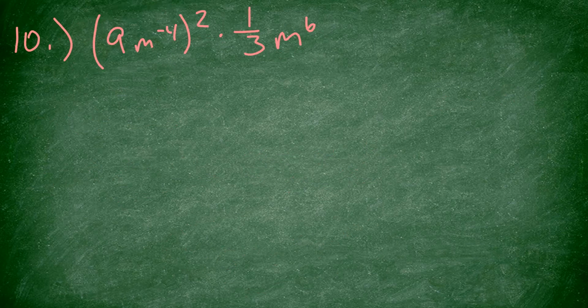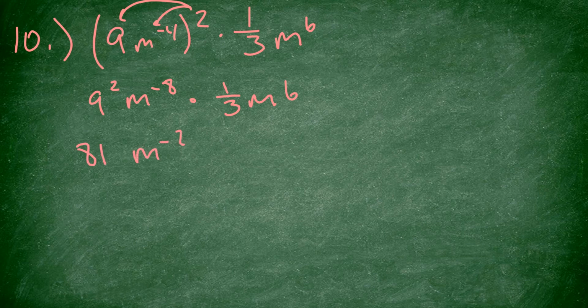Alright, so what we're going to do first is we're going to distribute the 2 to the 9 and the negative 4, so it becomes 9 squared m to the negative 8 times 1/3 m to the 6th. 9 squared is 81, m to the negative 8th times 1/3 m to the 6th. I don't like how I wrote that. Now I'm going to put the m's together to get negative 2. 81 times 1/3 is going to be 27. So m to the negative 2, because I did negative 8 plus 6 to get negative 2.